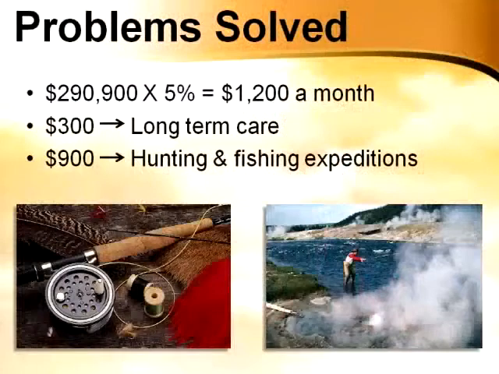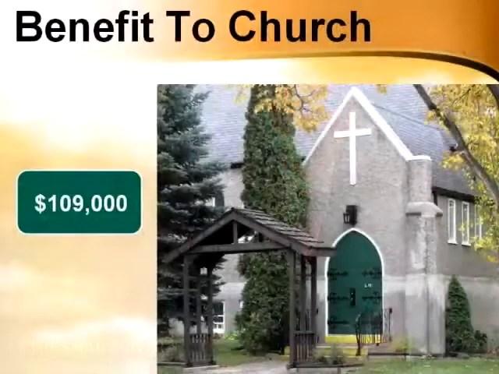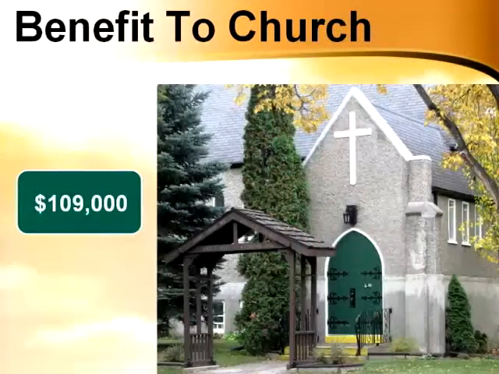He can now easily afford the $300 a month long-term care premium. He's preserved his assets and achieved peace of mind by covering this base. He has $900 a month left over for hunting and fishing trips. He doesn't even blink an eye at $600 rods and $300 reels. And he has a warm feeling because he gave his church $109,000.